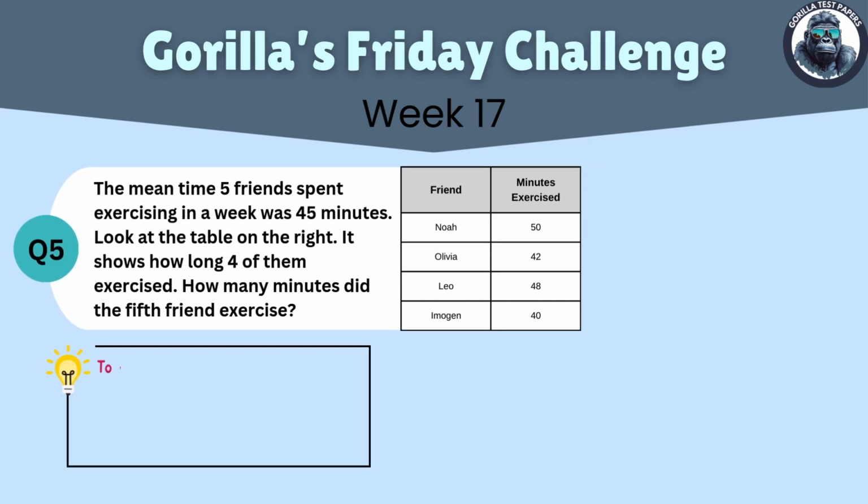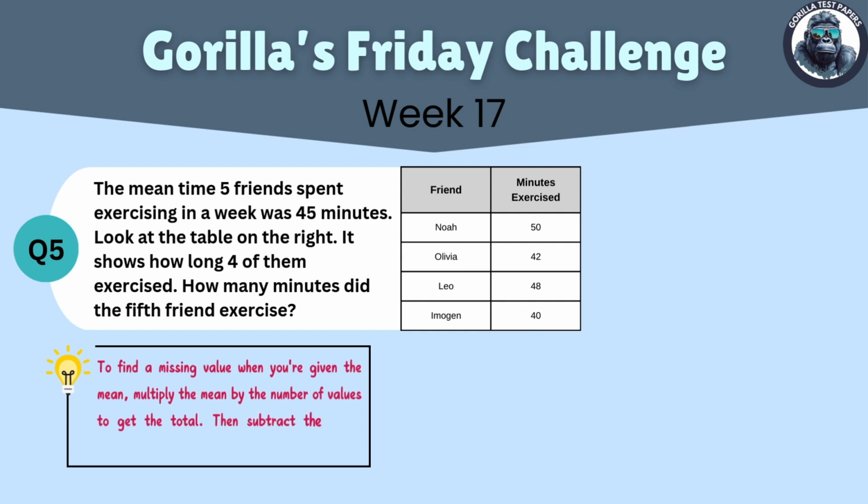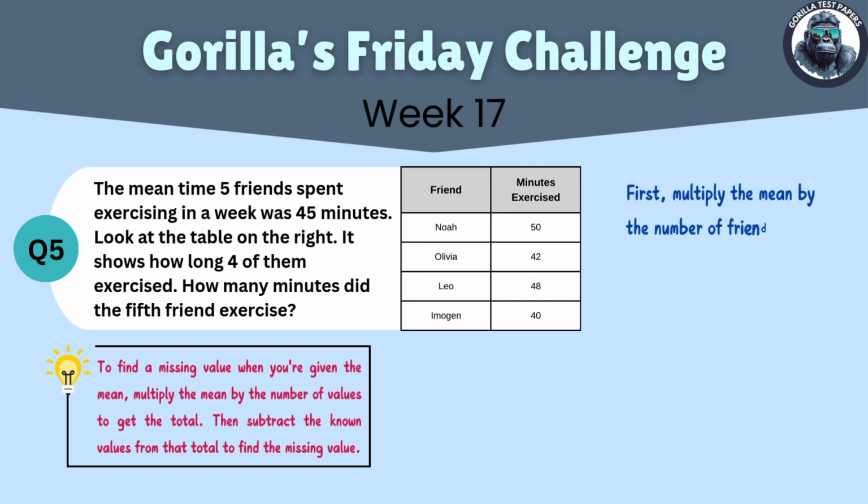The second learning point of the week is that to find the missing value when you're given the mean, multiply the mean by the number of values to get the total. Then subtract the known values from that total to find the missing value. So let's start with the mean. We know the mean is 45 minutes and is based on 5 friends. So we first want to multiply the mean by the number of friends in order to find the total amount of time all 5 friends exercised. So we do 45 multiplied by 5 gives us 225.